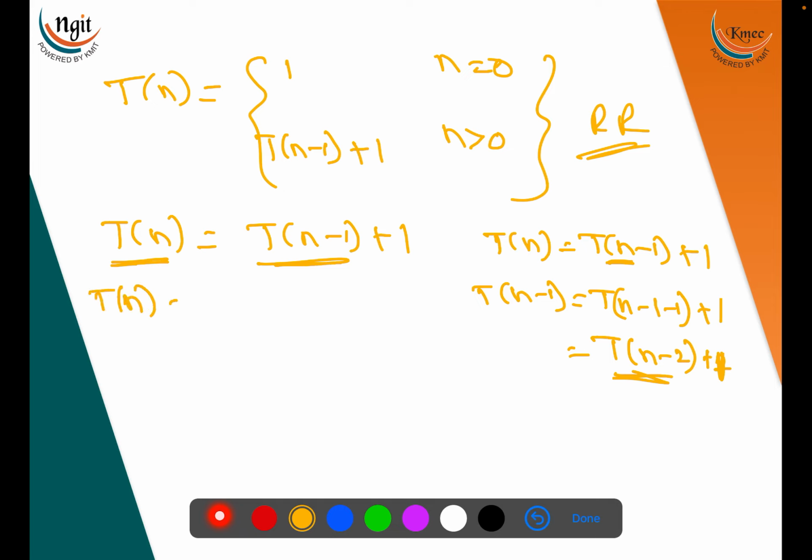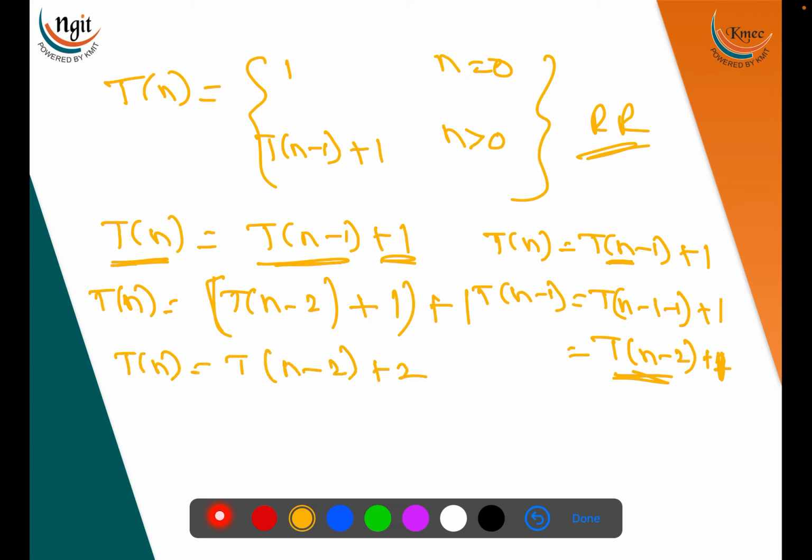Substituting this value here, T of n is equal to T of n minus 2 plus 1, and this one as it is plus 1. That is T of n equals T of n minus 2 plus 2. If you continue, T of n minus 2 becomes T of n minus 3 plus 3. Continuing with a constant time, T of n equals T of n minus k plus k.